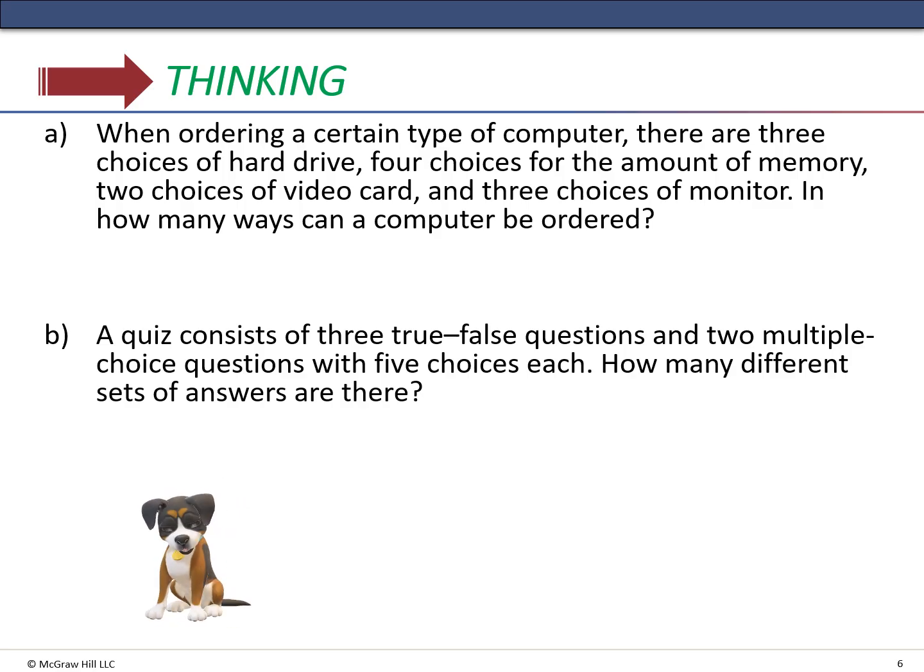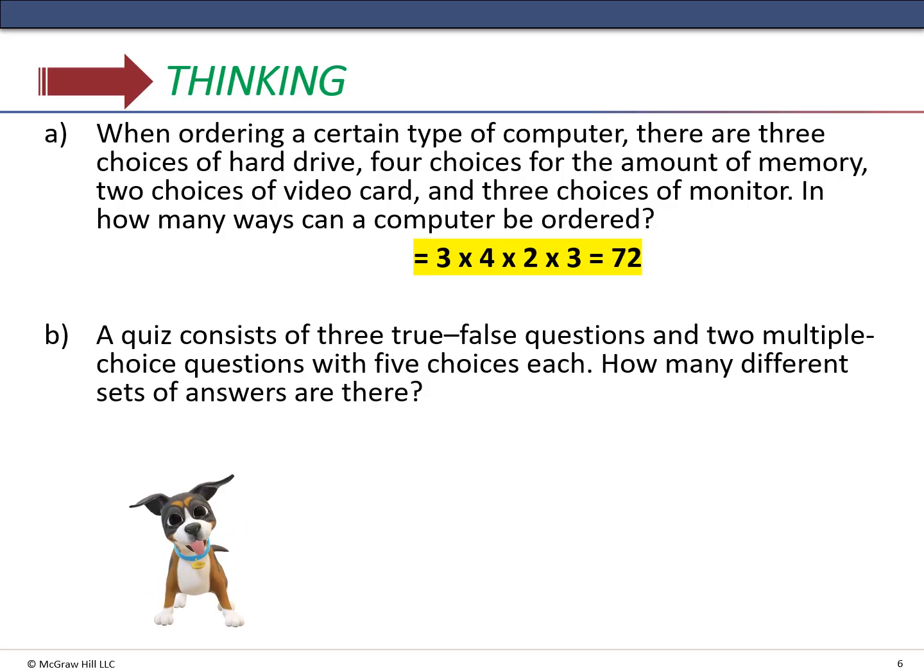So here again, hit pause and try these two problems. The first one's pretty straightforward. We're ordering a computer. There are 3 choices of hard drive, 4 choices of memory, 2 choices of video card, and 3 choices of monitor. So how many ways can we configure our computer? Pretty straightforward. 3 hard drives, 4 memory, 2 video cards, and 3 monitors gives us 72 different choices.